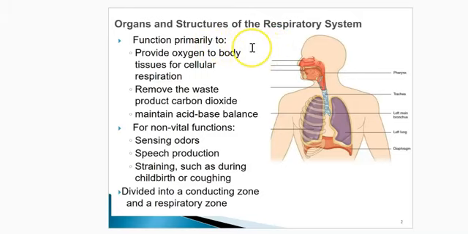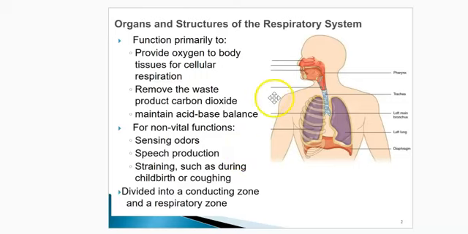The primary function of the respiratory system is, obviously, taking air in and breathing it out, or in other words, the inhalation of oxygen and removal of carbon dioxide and also other waste products. Another major function of the respiratory system is maintaining the acid-base balance in the human blood system. Now, there are some other non-vital functions: it senses odors, it helps with speech production, and it helps with straining. So during coughing or childbirth, it can trigger that.